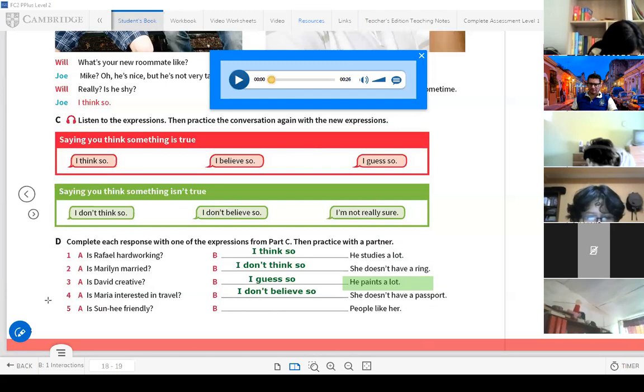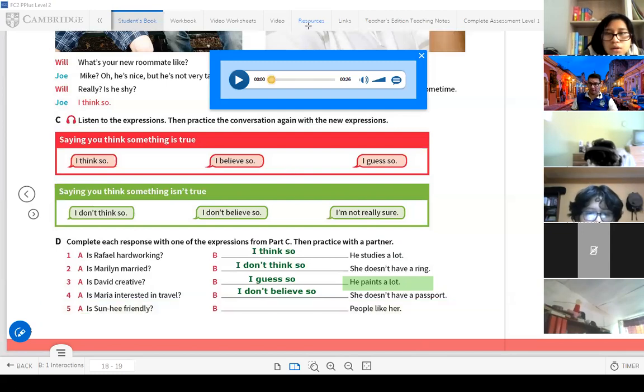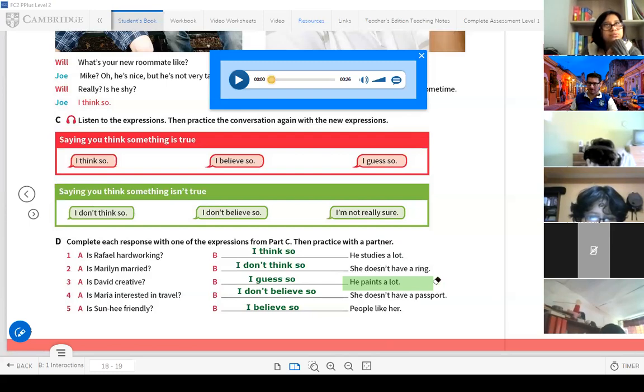Now, let's continue. Is Sanji friendly? I guess so. Great, no, I guess so. Dice, people like her. Le encanta a las personas, right? Entonces, obvio, no? I guess so. Yo pienso que sí, no? Okay. O puede decir, I believe so también. Yo creo que sí. No, I believe so. People like her, no? Las personas se sienten a gusto con ella, no? I believe so. Okay. Those are the expressions.